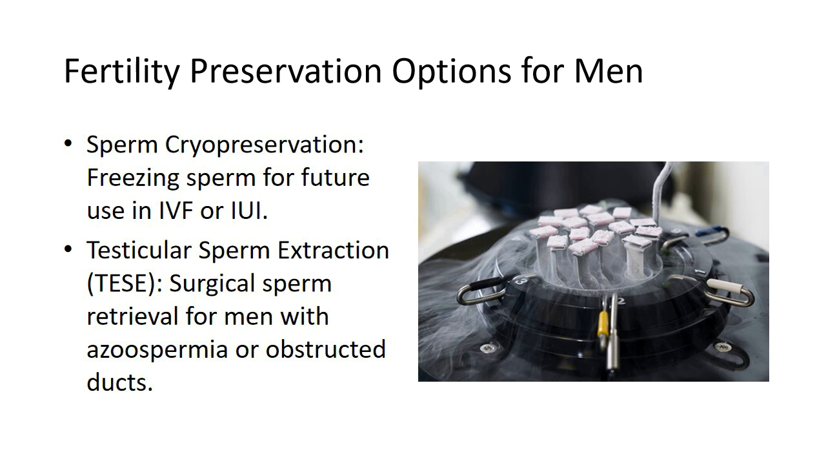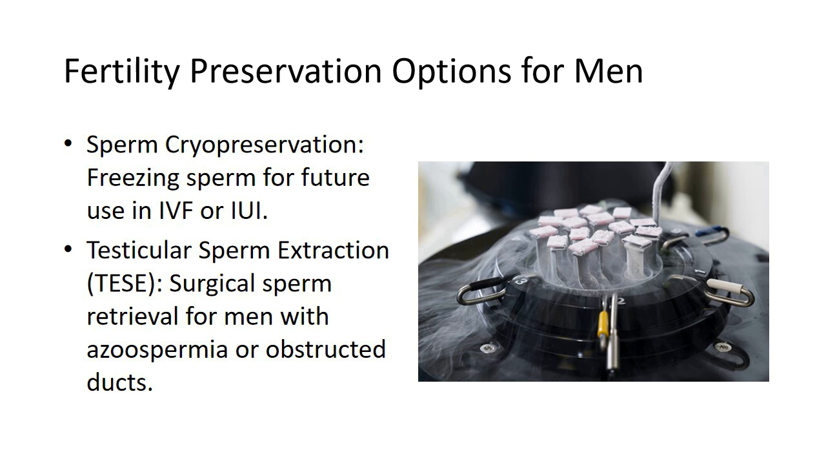B. Testicular sperm extraction, TESE. Process. For men who cannot produce sperm in their ejaculate, e.g. due to azoospermia or blockage, sperm can be retrieved directly from the testicles using surgical techniques like TESE, testicular sperm extraction, or MESA, microsurgical epididymal sperm aspiration. Indications. This is used when sperm banking is not possible due to absence of sperm in the ejaculate, or when a man has undergone a vasectomy or has an obstructed duct.